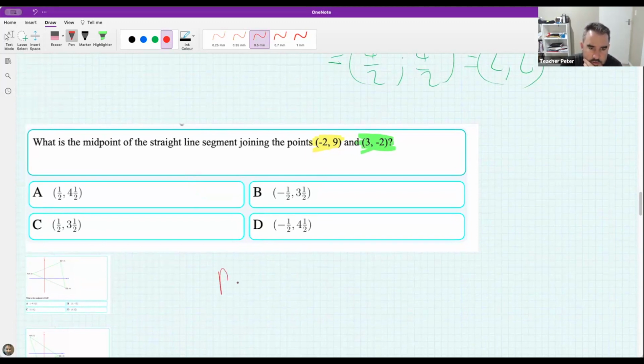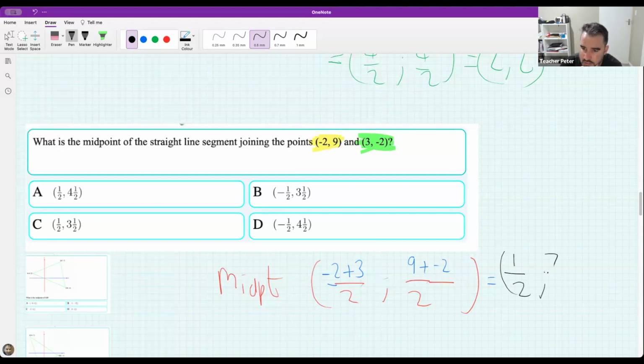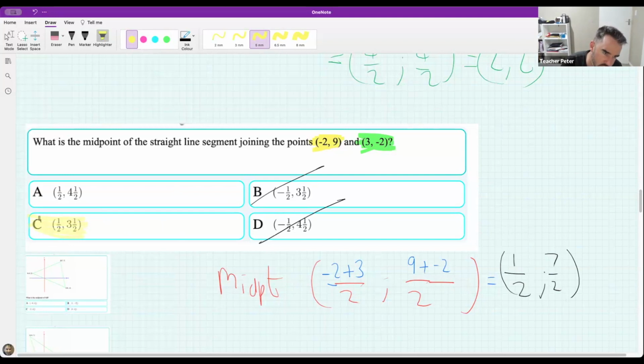If I think about the formula, I should just have a big divided by 2 and a big divided by 2 on this side. And then we would say -2 plus 3, and then 9 plus -2. So what is that going to give me? It's going to give me 1 over 2, and then 7 over 2, it appears. So who can spot the correct answer here? There's lots of halves. It can't be this one and it can't be that one. So it's either that or that. But 7 over 2 is the same as 3.5, and so the correct answer must be C.